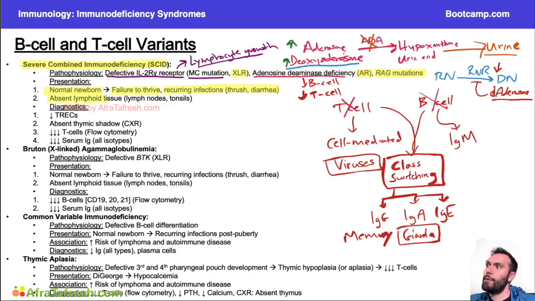You can also see absent lymphoid tissue. Now, the point here is you want to be sharp on what in the lymphoid tissue is involved. Let's say I biopsy a lymph node, and I tell you that this lymph node has little to no follicles or very small follicles or very small germinal centers, for example. What am I basically telling you?